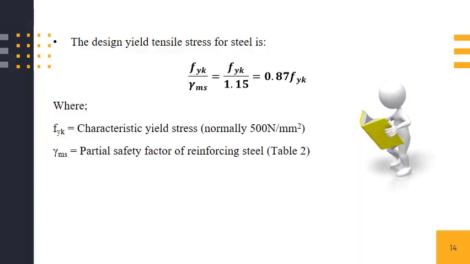As for steel, the ultimate yield stress is fyk divided by 1.15. Later, the value of fyk we will substitute with the yield strength of steel, which commonly we use 500 MPa. So for design yield tensile stress for steel is 0.87 fyk.